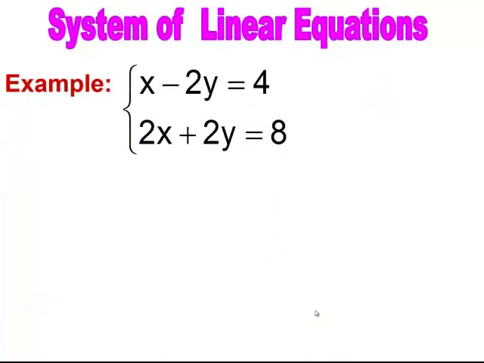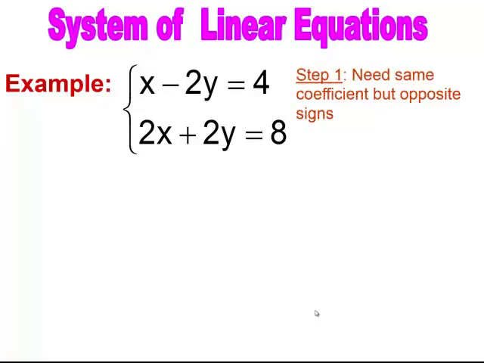So it's in standard form. I have both of my system of equations in standard form. And the first thing I'm checking is, do I have a variable with the same coefficient but opposite signs? So when I look at this, I'm looking at step 1 and I see my y's have the same coefficient but they're opposite signs. So it meets the condition. I can skip step 2 and go right to step 3.